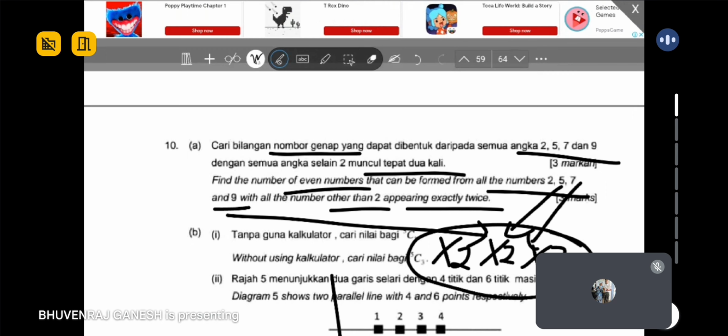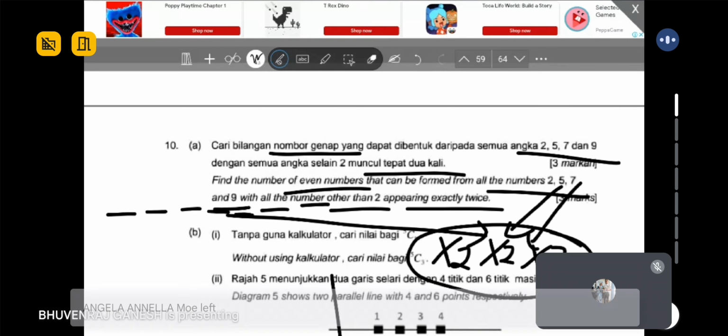Okay? So means that 1, 2, 3, 4, 5, 6, 7. Kamu ada 7 tempat. Okay? Because all the other numbers appear 6 times. Only digit 2 appears 1 time. So total 7. Am I right?